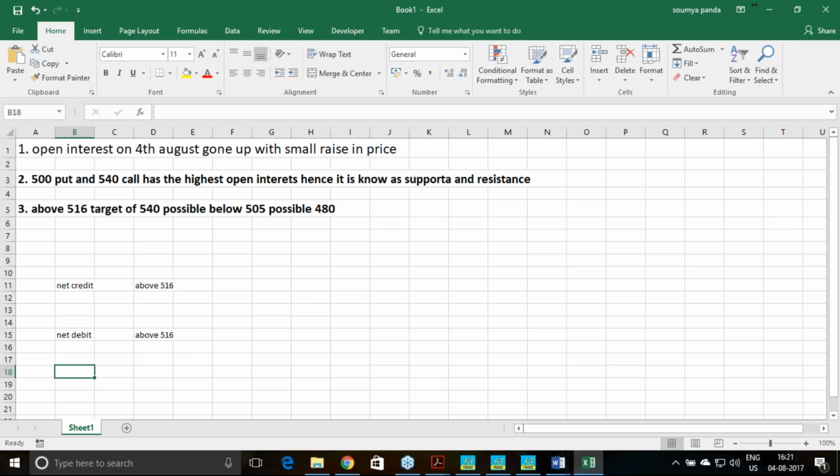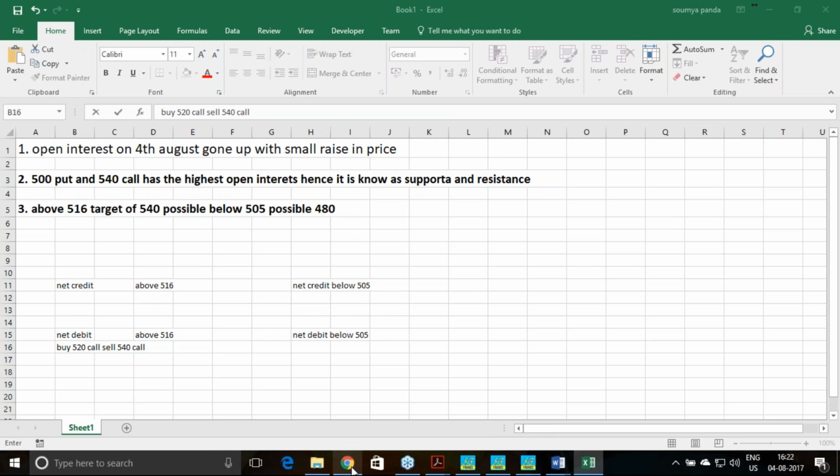In the same way, net credit below 505, and net debit below 505. So net credit and net debit: above 516, if I am saying buy 520 call and sell 540 call.